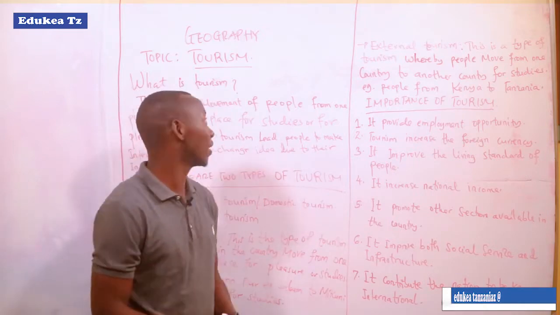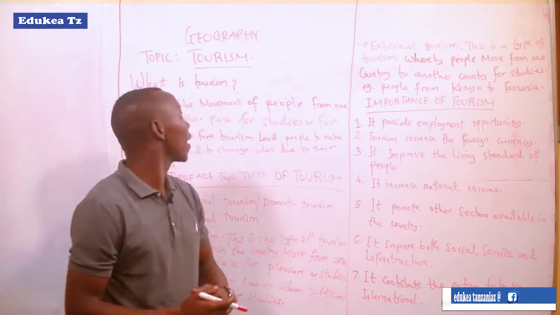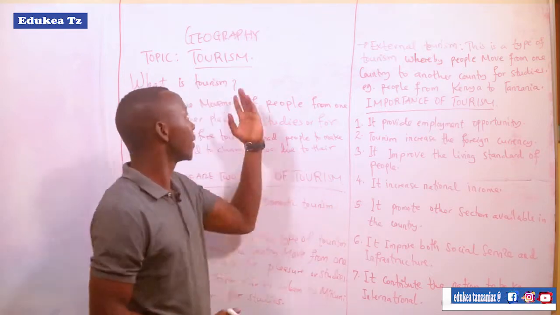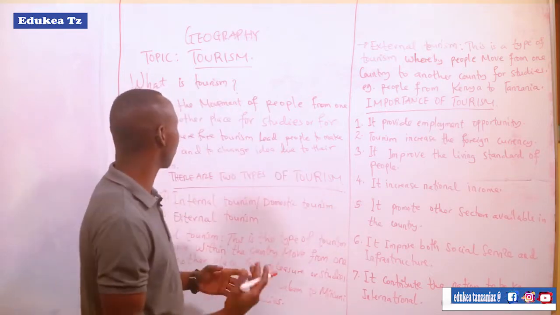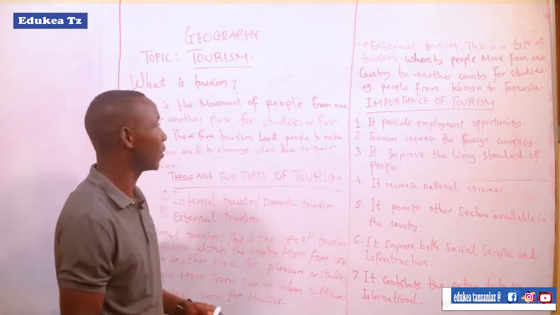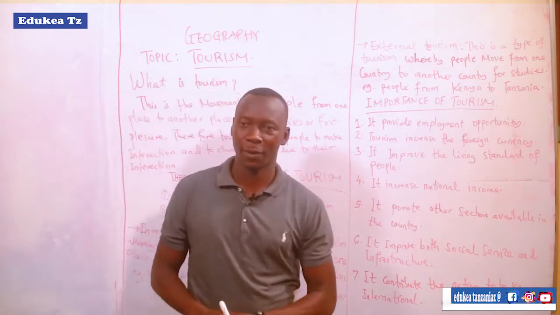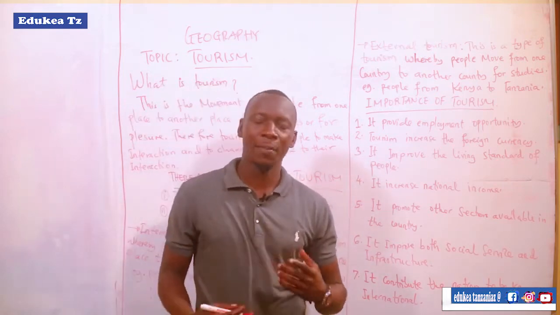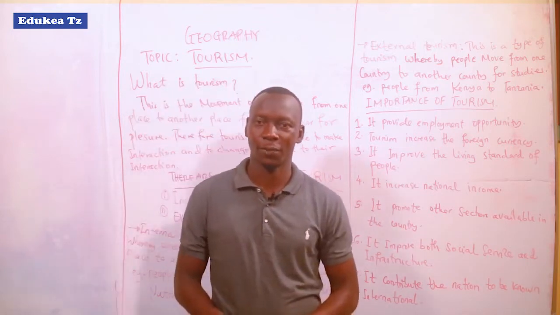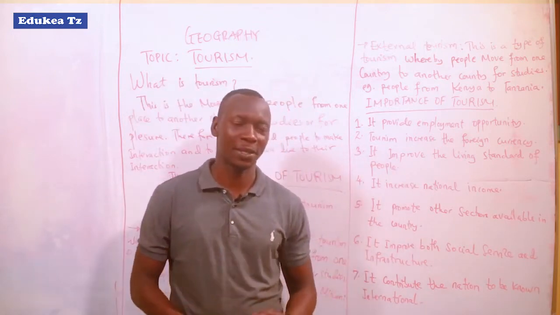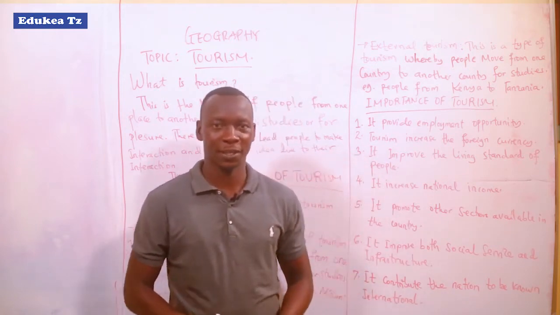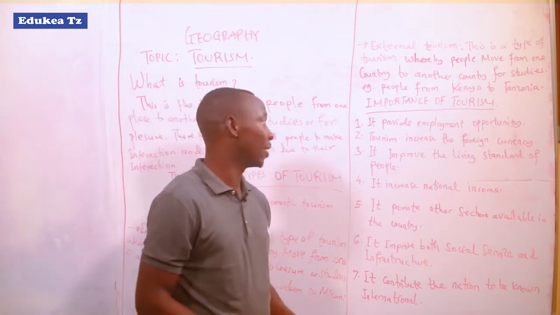Today we want to see tourism in geography. This is the topic which is found in the Form 2 syllabus. So let us see what is tourism, the concept of tourism, types of tourism, the importance of tourism, disadvantages of tourism, and the solutions of tourism in any country. But today we shall use our country Tanzania as the case study.